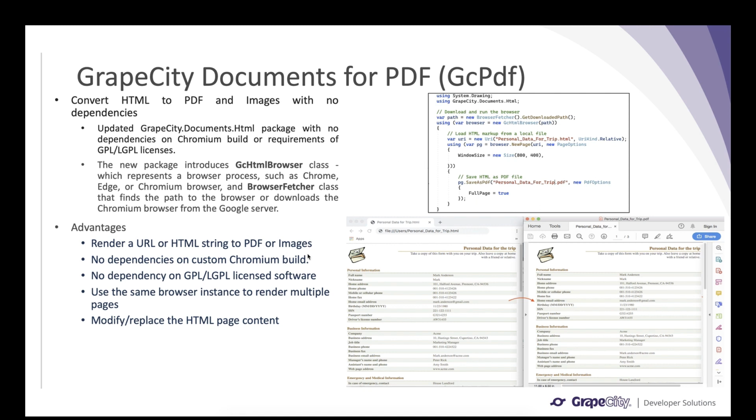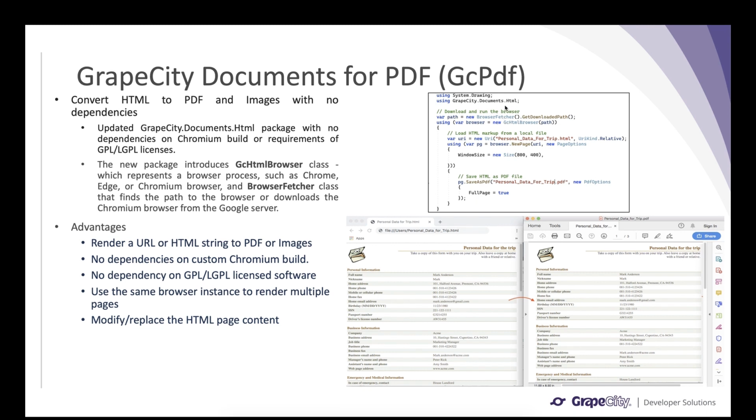So it supports rendering URL or HTML string to PDF or images. There is no dependency on any Chromium build or licensed software, as I mentioned. You can use the same browser instance to render multiple pages, and you can modify or replace HTML page content.